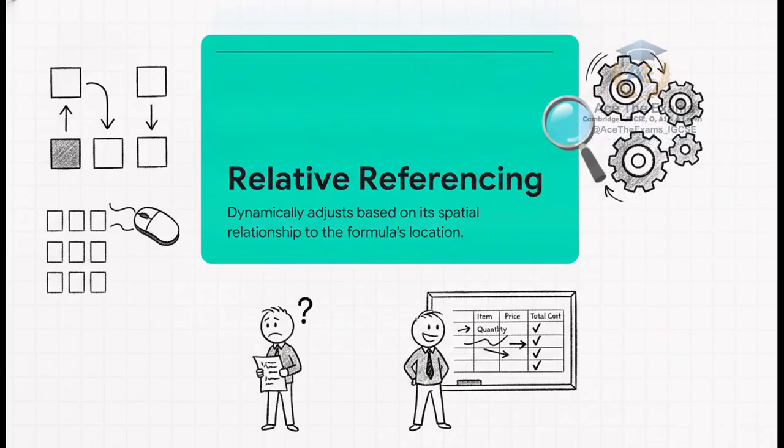A top-performing student using our framework writes, "relative referencing dynamically adjusts based on its spatial relationship to the formula's location. When calculating the total cost for 50 distinct inventory items, relative referencing allows a single formula to be replicated down the column, instantly mapping to the corresponding quantity and price for each specific item row, thereby saving time and eliminating manual data entry." You are demonstrating to the examiner that you understand the spatial relationship between the cells, not just the mechanical action of dragging a mouse down a screen.